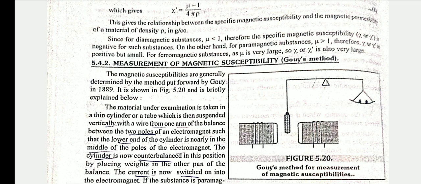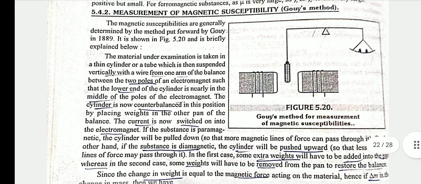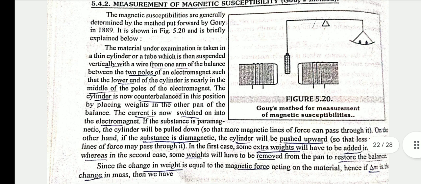The magnetic susceptibilities are generally determined by the method put forward by Gouy in 1889. The material under examination is taken in a thin cylinder or tube which is then suspended vertically with a wire from one arm of the balance between the two poles of an electromagnet such that the lower end of the cylinder is nearly in the middle of the poles of the electromagnet. The cylinder is now counterbalanced in position by placing weights in the other pan of the balance.